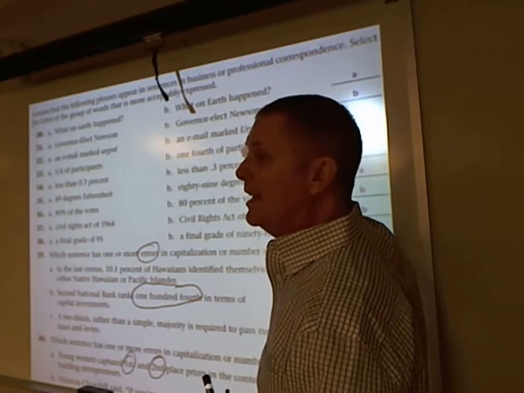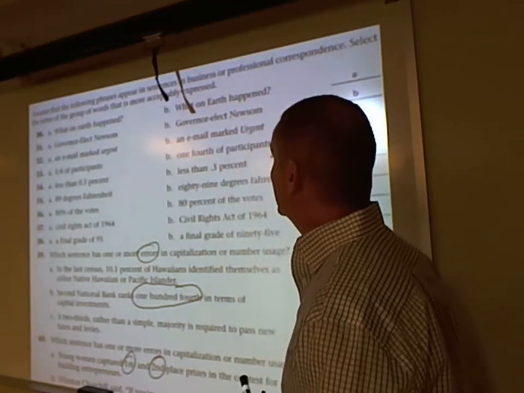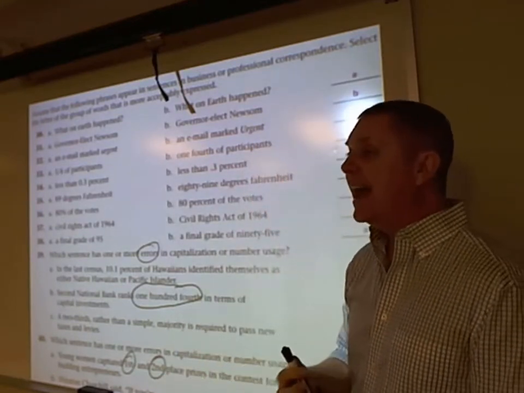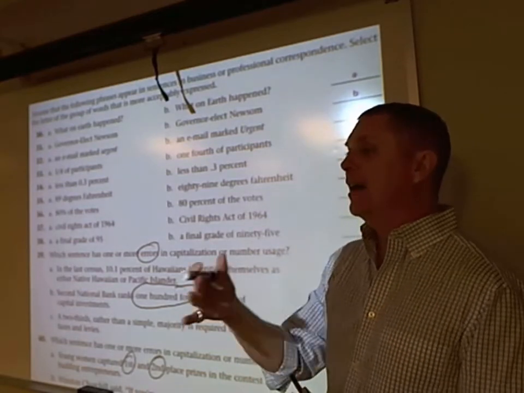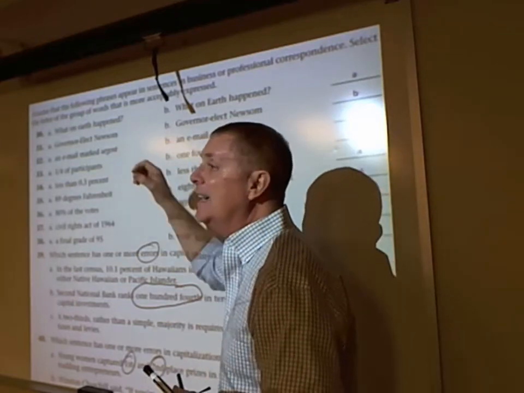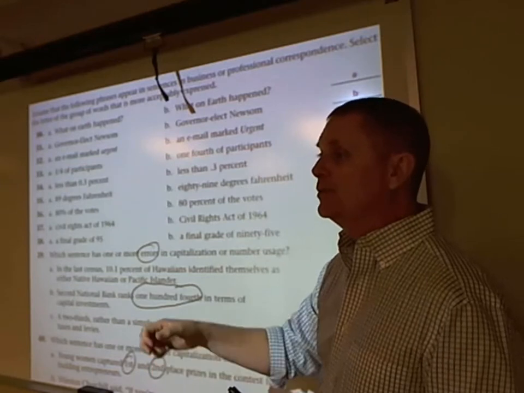Okay, fractions, when they're used as nouns, should be spelled out unless they're part of a group of other fractions. And they'd be hyphenated if you use hyphens if they're acting as adjectives. But if they're acting as nouns, then don't hyphenate it. So 1/4 of the participants, letter B is going to be your correct answer.